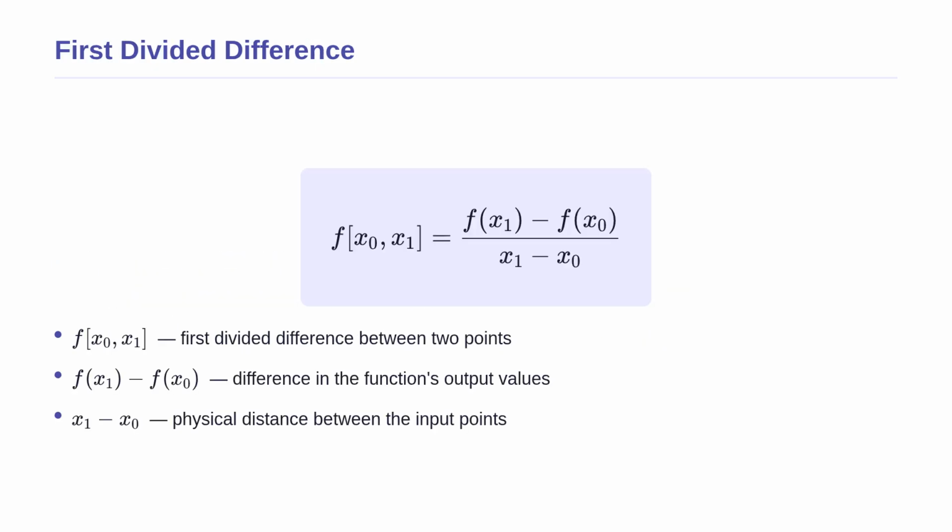To make this idea concrete, let us look at the mathematical definition. The first divided difference is essentially the slope of a straight line connecting two points. On the left, the square brackets denote the divided difference operator for the inputs x0 and x1. In the numerator, we have the difference in the function's output values. In the denominator, we have the physical gap between the two input points. If the gap between the input points increases, the denominator grows larger, spreading the change over a wider interval. This gives us the exact average rate of change between those two specific data points.